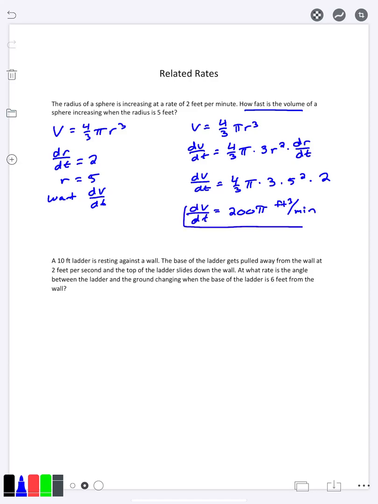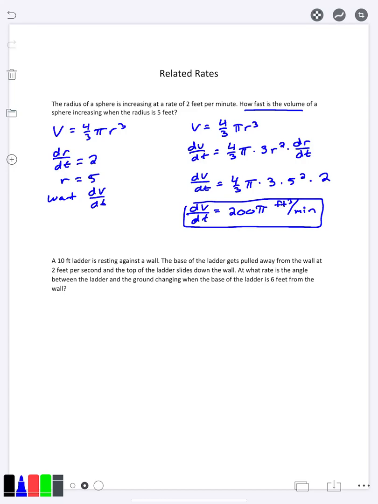So again, this really comes down to what is going to be the geometry formula or some other related formula that is going to tell us how things are related in this problem. And then secondly, what values do we have? What values are we looking for? And then on top of that, take the derivative of your formula to work things out.